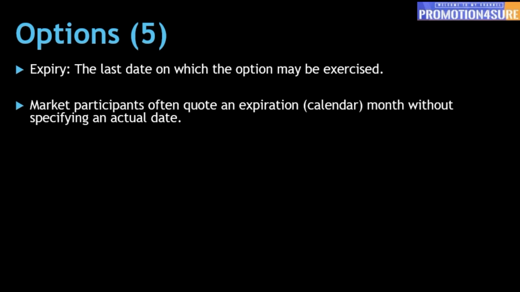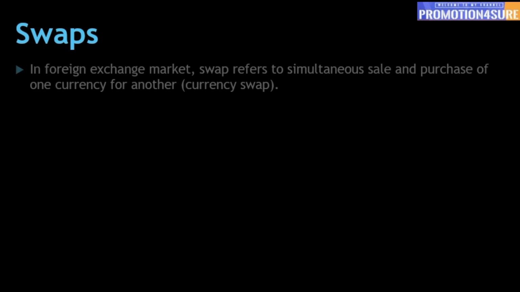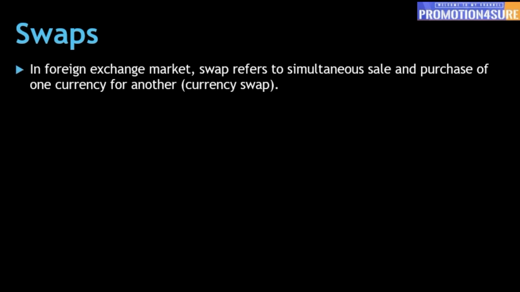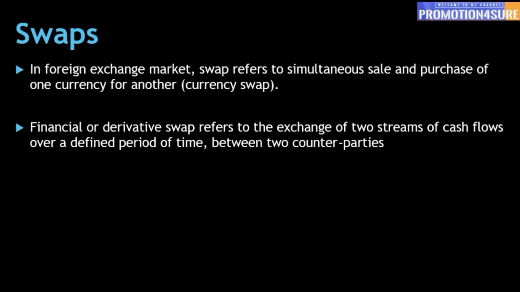Market participants often quote an expiration month without specifying an actual date. In such cases, it is understood that the expiration date is the Monday before the third Wednesday of the month. Now, swaps in the foreign exchange market: swap refers to the simultaneous sale and purchase of one currency for another, which is a currency swap. Financial or derivative swap refers to the exchange of two streams of cash flow over a defined period of time between two counterparties.